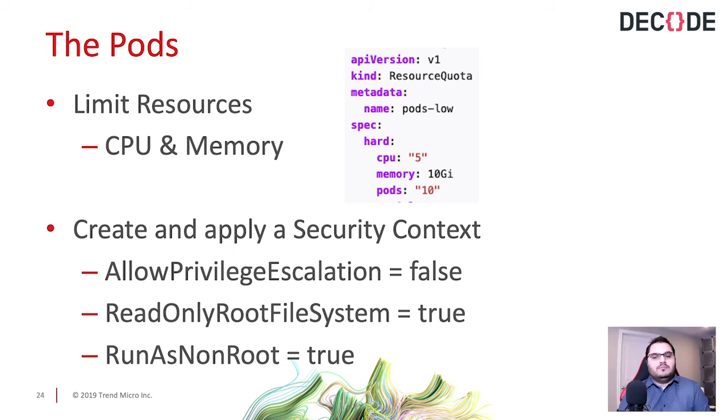Read-only root file system. So you should set that to true, because you don't want the root file system of your containers to be writable, right? So if someone can write there and then they can modify it, and that's an issue. And runs as non-root. So I set to true because you don't want your pods or containers running as the root user, right? Because if someone compromises that, basically it's easier for them to break out of the container.